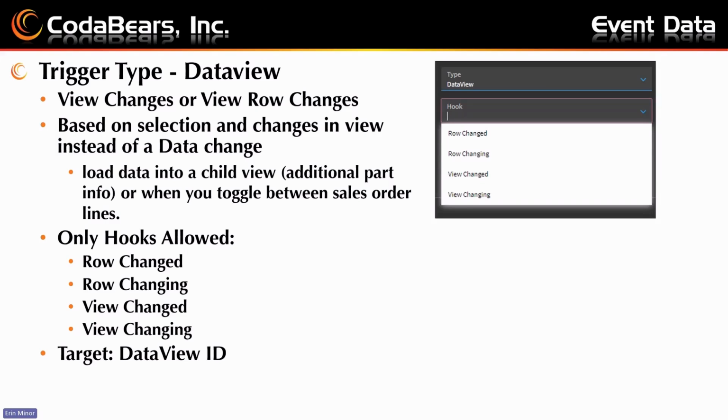View changed, view changing, I've done a lot of research into this. It is supposed to work. When that view is loaded, it will trigger. Every single one of the canned Epicor reports only has one canned view changed event, and the target is nothing. Or I think it's view changing, and the target is nothing.